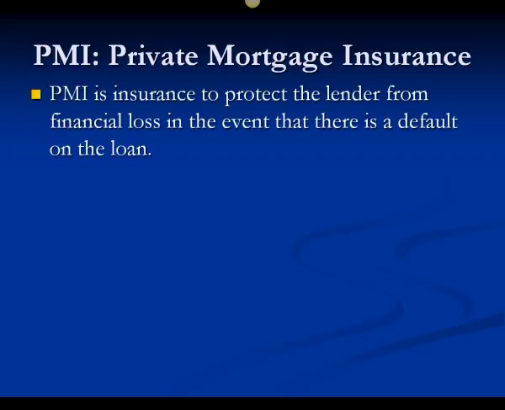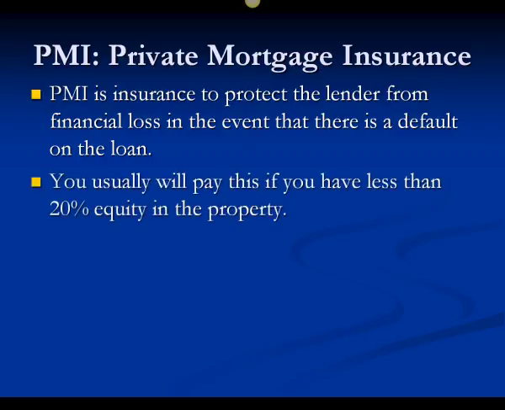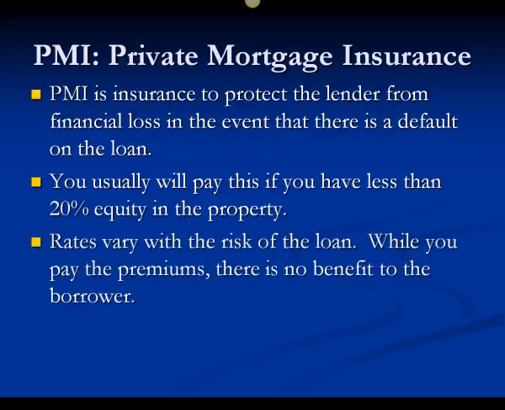PMI, or private mortgage insurance, is in the event that there is a default on the loan. Usually you will pay this if you have less than 20% equity in a property. Rates vary with the risk of the loan, meaning is this a primary residence, investment property, second home, is it a condo or a single family residence? That's what it means by rates will vary. While you pay the premiums, there is no benefit to you. It's really just to protect the lender.